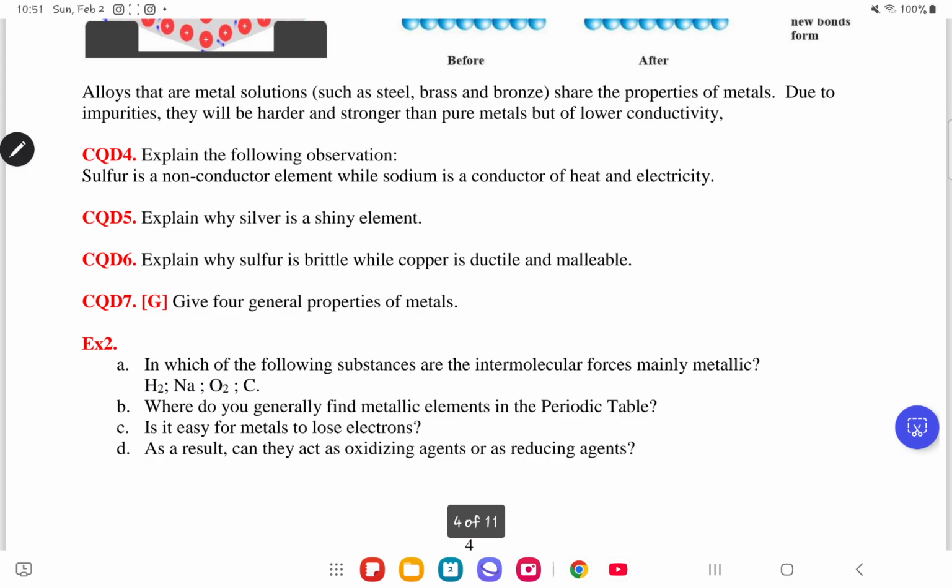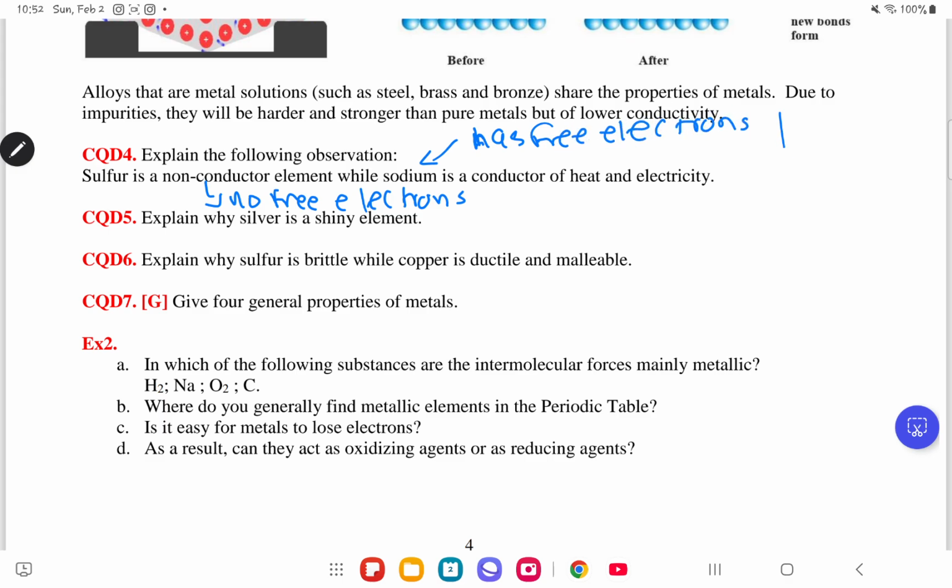So we move on to CQD number 4. They said explain the following observation. Sulfur is a non-conductor element while sodium is a conductor of heat and electricity. Why is this? Very simply, sulfur is a non-conductor because it has no free electrons. Whereas sodium, definitely, is a metal because it has free electrons. This by far is the simplest way you can describe it.